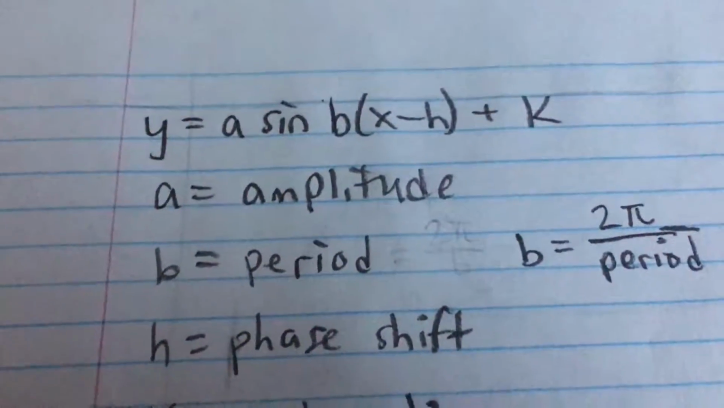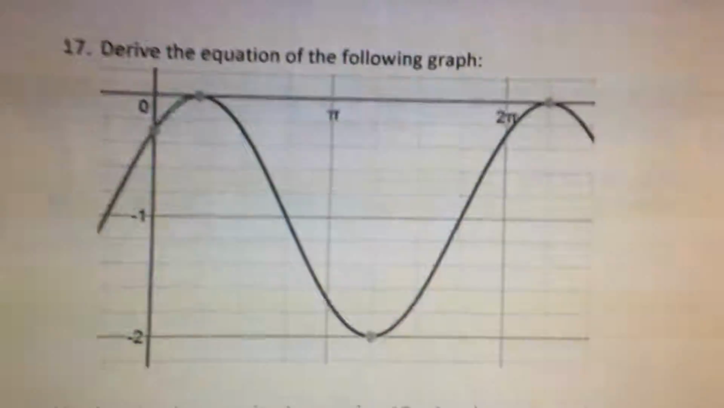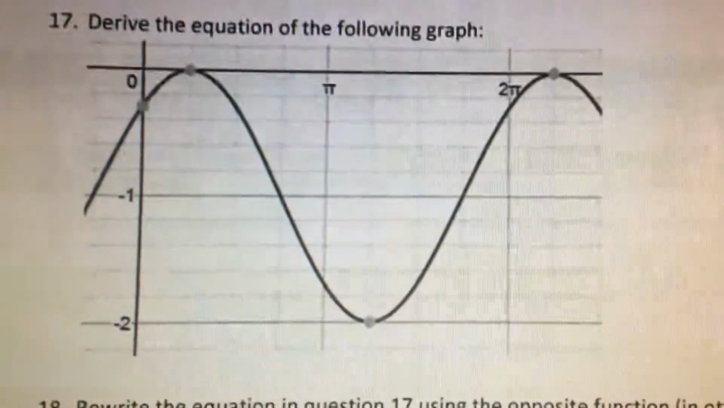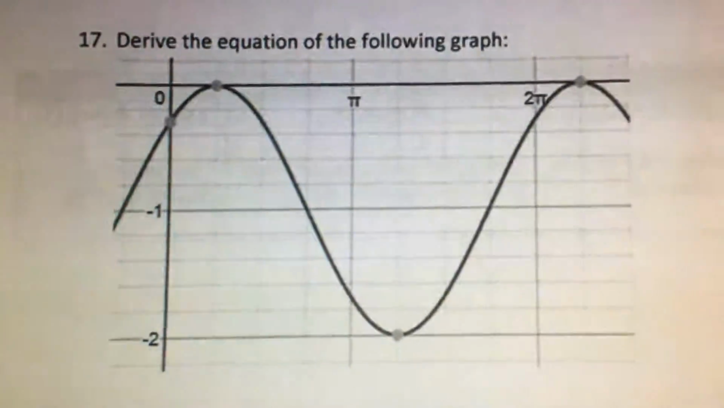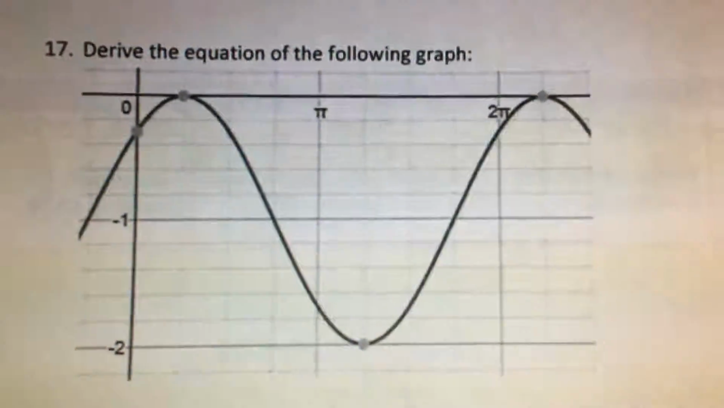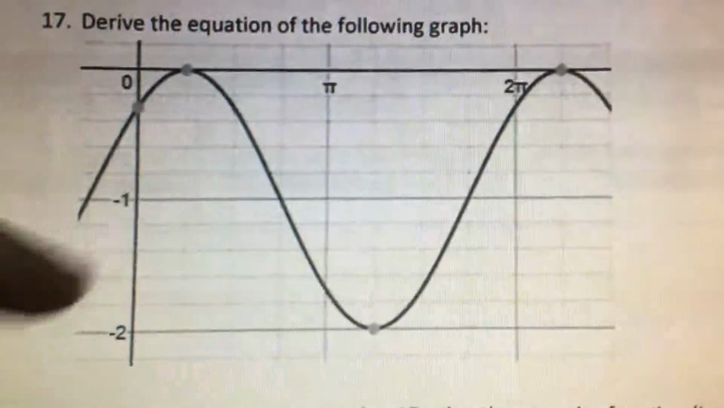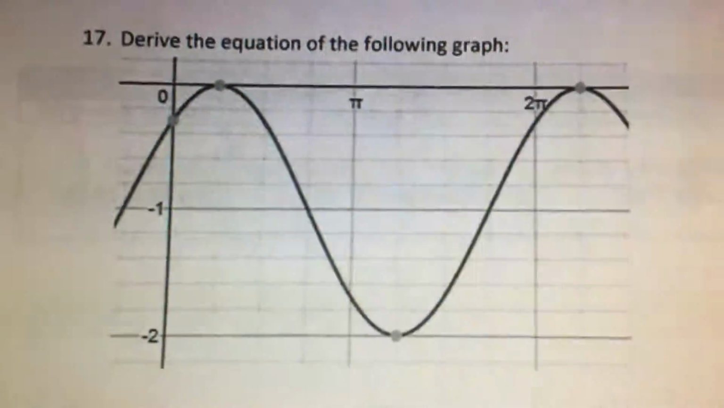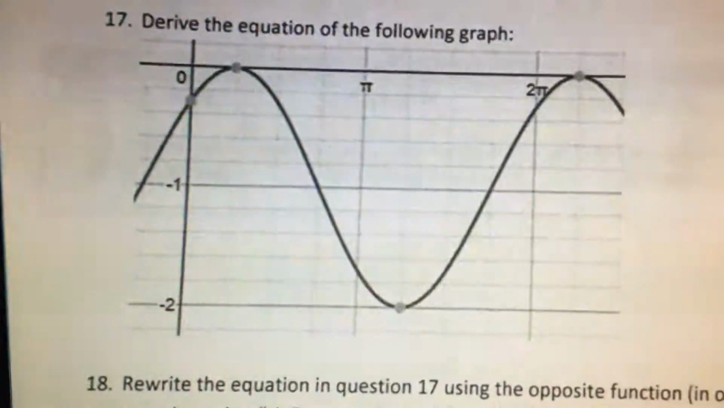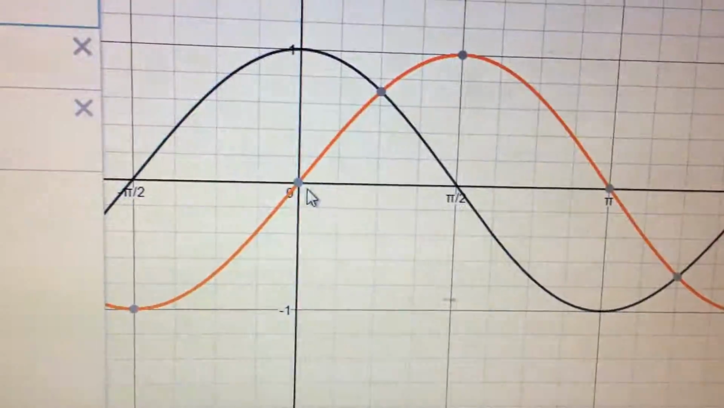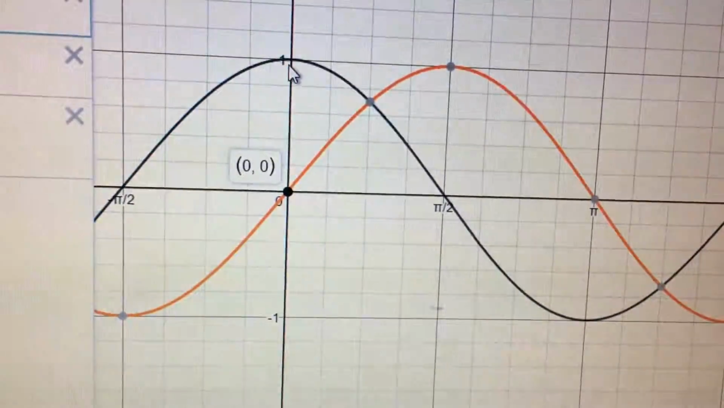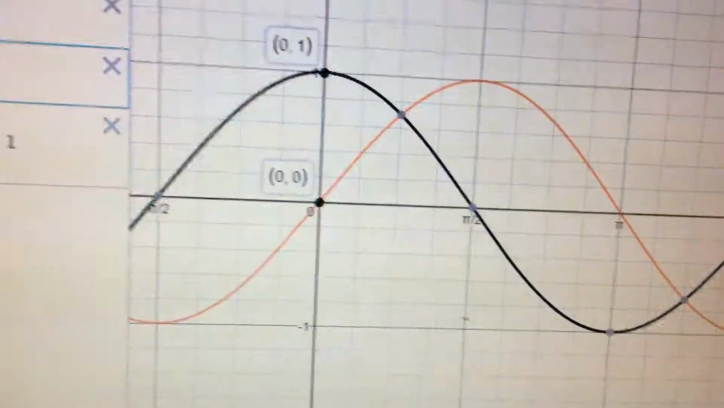Next is the phase shift, which is just a fancy term for horizontal shift or horizontal translation. To find this, we have to know that the sine function starts in the middle. For example, sine of x starts at 0, which is halfway between negative 1 and 1. You can see sine starts at 0, whereas cosine starts at the top.